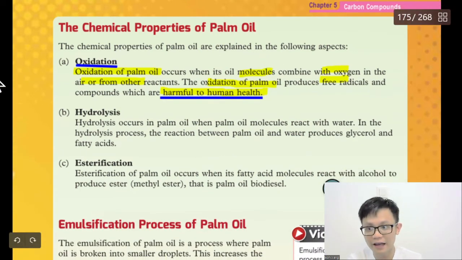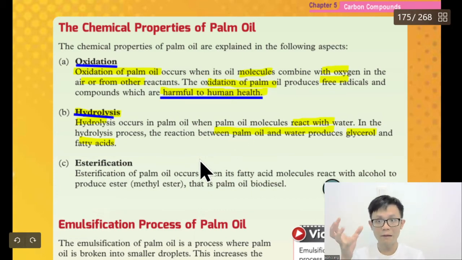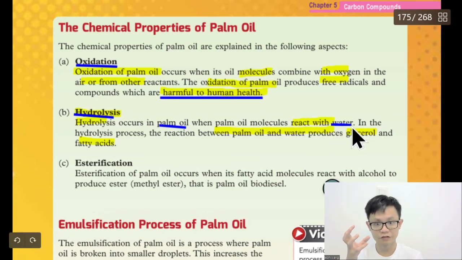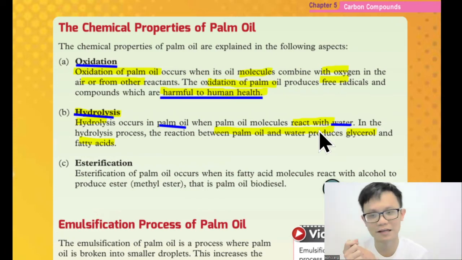Okay, then we have hydrolysis. Hydrolysis occurs in the palm oil molecule reacting with water. In the hydrolysis process, the reaction between palm oil and water produces glycerol and fatty acid. You know the word hydro? Hydro means water. So they actually use palm oil hydrolysis, the palm oil and the water. You add two things together, the palm oil plus water. Yes, this is a chemical process, okay?